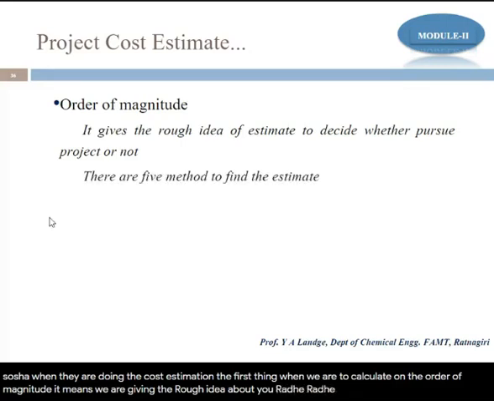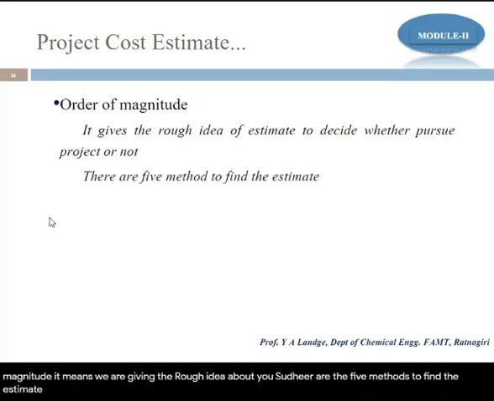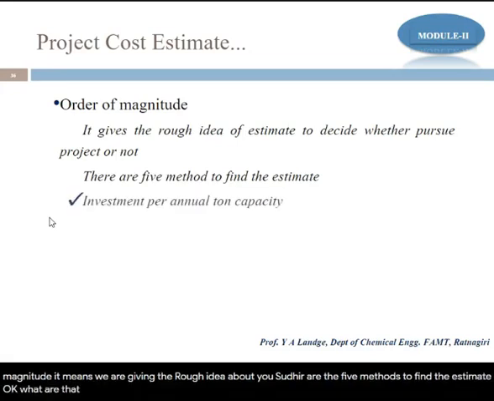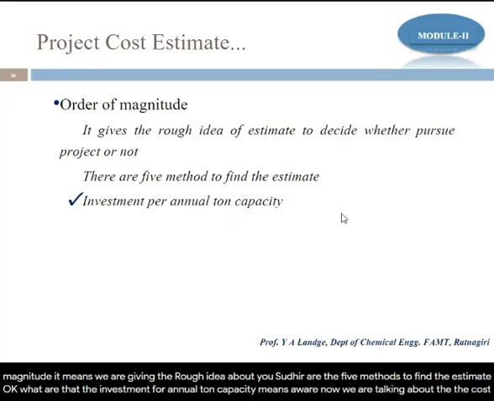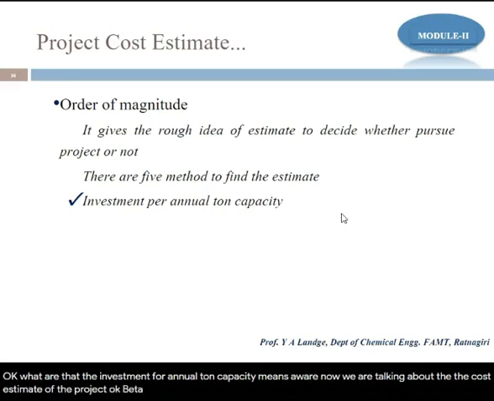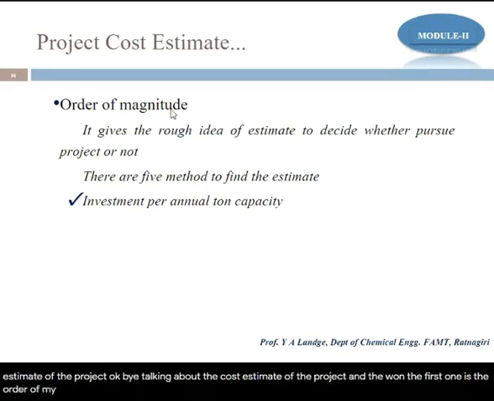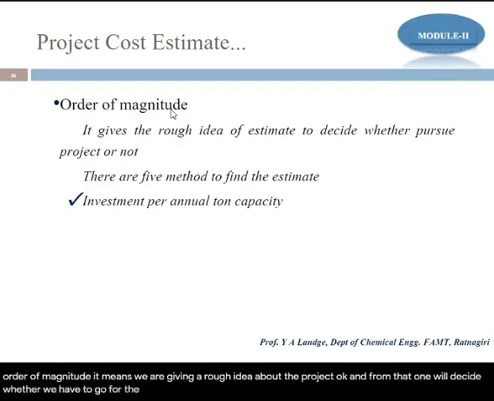So there are the 5 methods to find the estimate. What are they? We are talking about the cost estimate of the project, and the first one is the order of magnitude, which means we are giving a rough idea about the project. From that we will decide whether we have to go for that project or not.